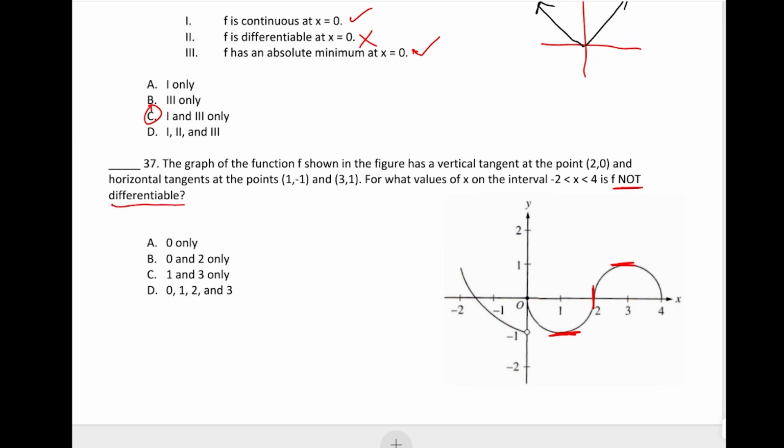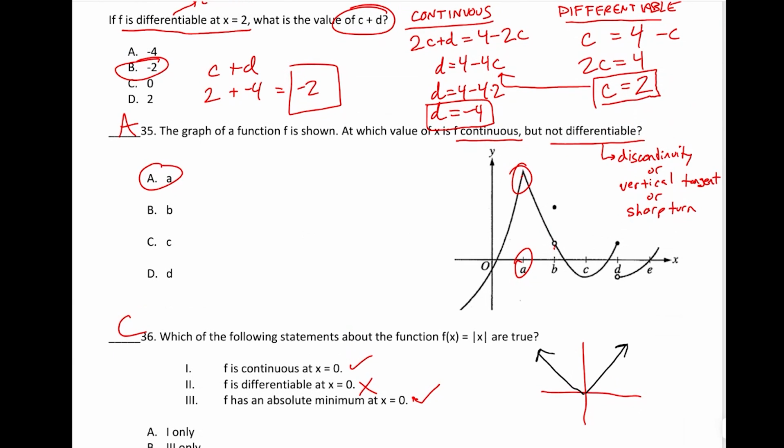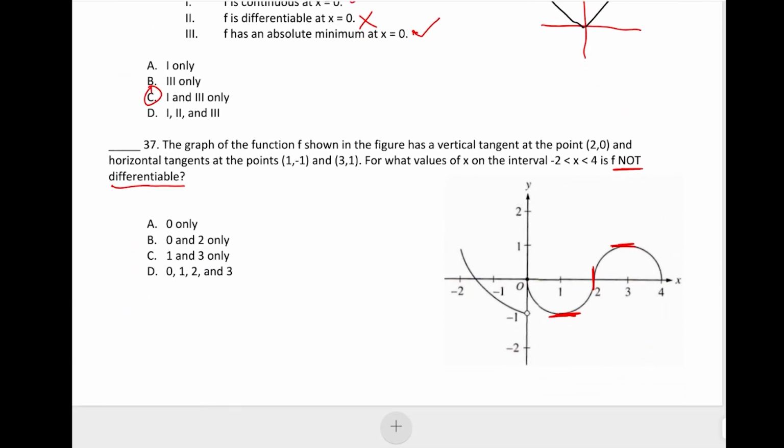Okay, so we went through the different reasons why a function might not be differentiable. So we're looking for any instances of those. So first, let's look for the discontinuities. And there's only one discontinuity here, and that's at 0. So it's definitely not going to be differentiable at 0. So I'm going to highlight those. Okay, so we definitely got 0. And so we can eliminate C.